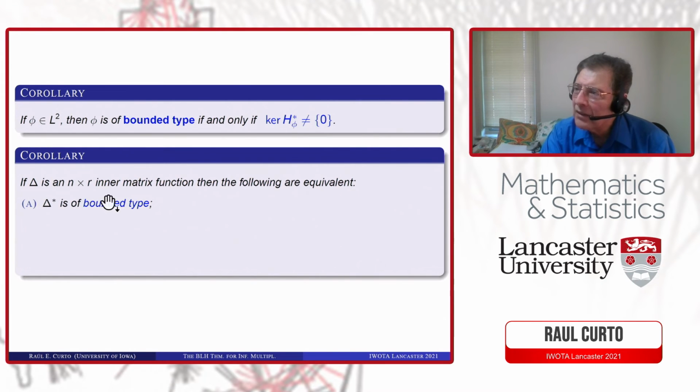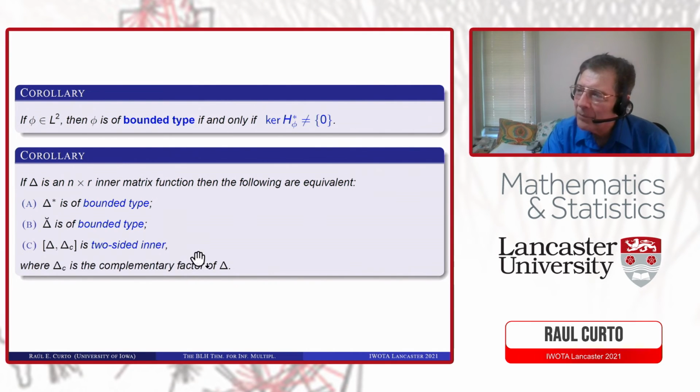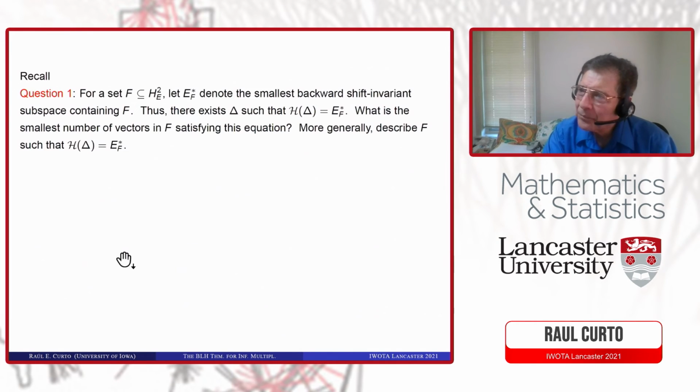If delta is n by r, delta star is bounded type, delta brev is bounded type, and delta delta c is a two-sided inner, where delta c is a complementary factor. All of these things are equivalent. So if I want to check that delta star is bounded type, I may as well check that delta brev is bounded type, or that the one-half matrix is two-sided inner.